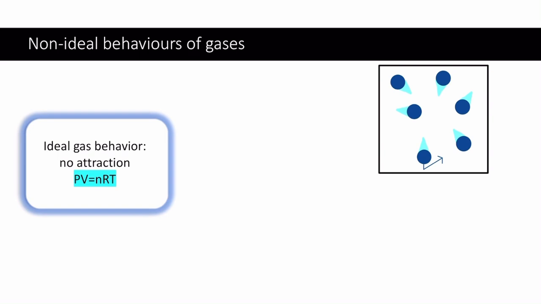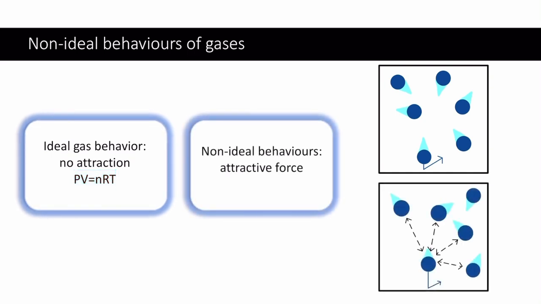So let's begin by talking about non-ideal behaviors of gas. But before we start talking about this, we must take a step back and know what ideal gas behaviors are. Ideal gas behaviors have no attraction between the gas particles, which means they move independently from each other, as you can see in the diagram provided here. In other terms, they have no intermolecular forces between the particles. This is usually represented by the ideal gas equation, which is right here: PV equals nRT.